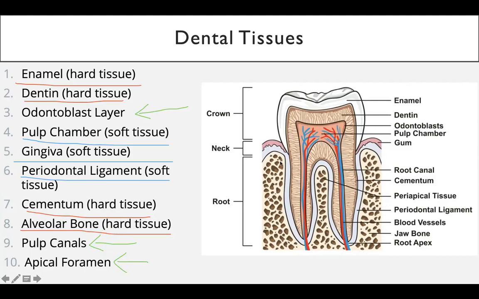Pulp is soft. Gingiva is gum, also muscular tissue, soft. And then ligament should also be soft. Okay. Remaining, there is an odontoblast layer just beneath the dentin and towards the exterior surface of the pulp chamber or pulp, and then pulp canals, right? And then apical foramen.